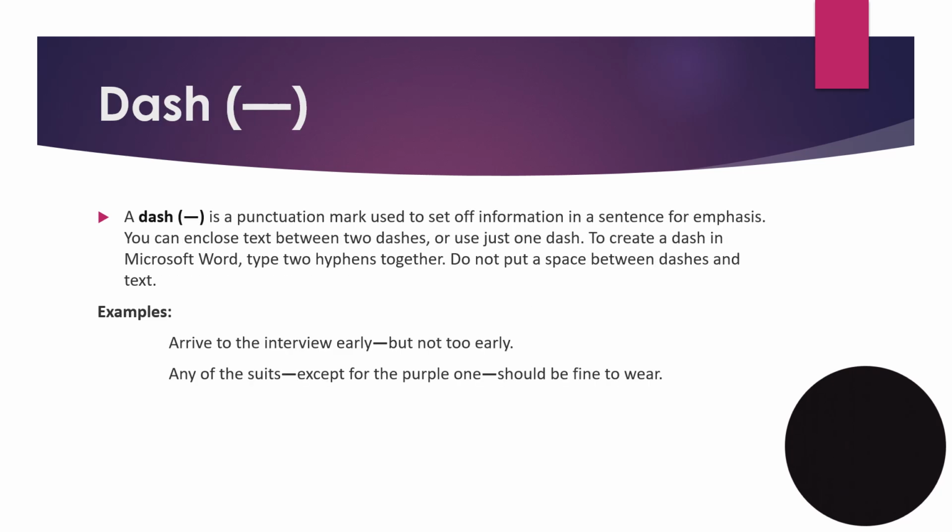Dash. A dash is a punctuation mark used to set off information in a sentence for emphasis. You can enclose text between two dashes or use just one dash. To create a dash in Microsoft Word, type two hyphens together. Do not put a space between dashes and text. For example, arrive to the interview early—but not too early. Any of the suits—except for the purple one—should be fine to wear.